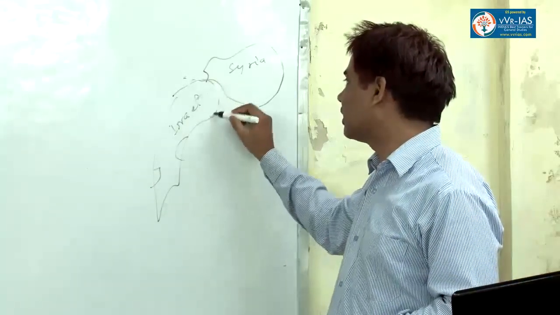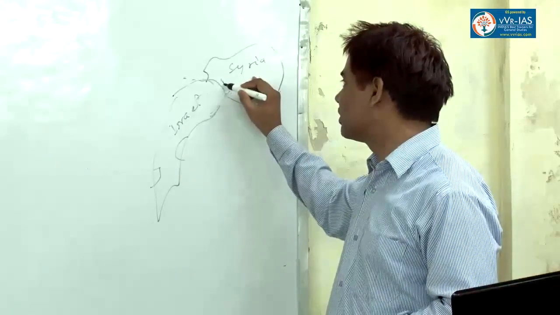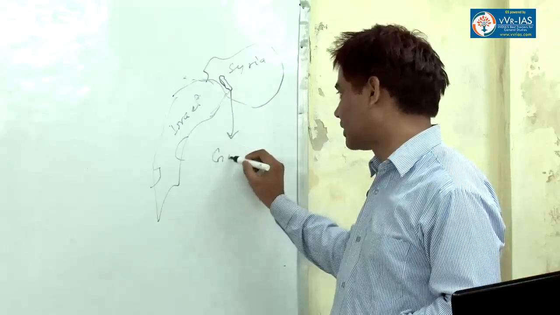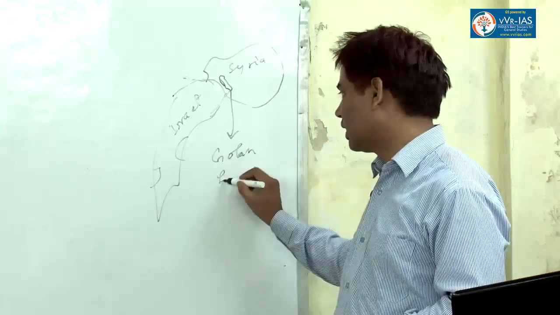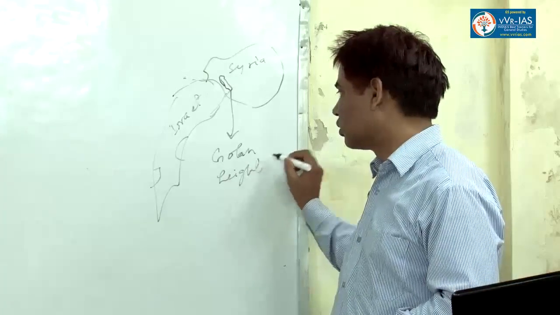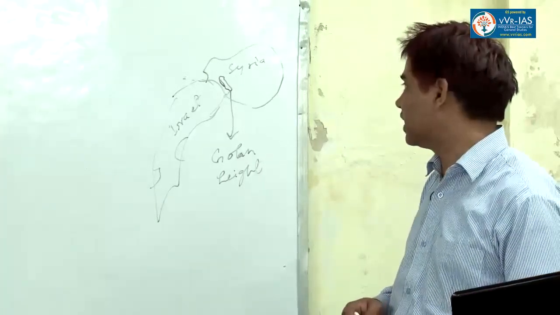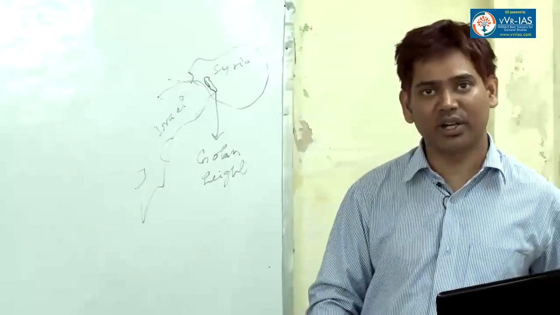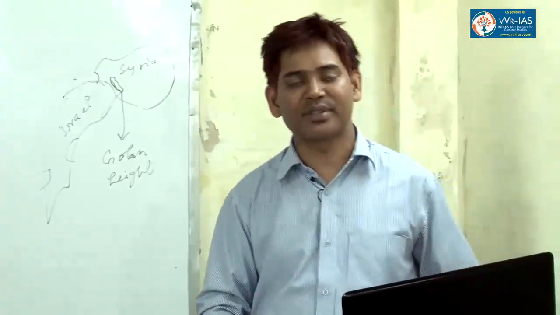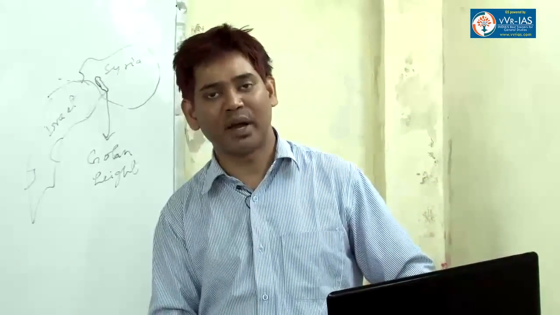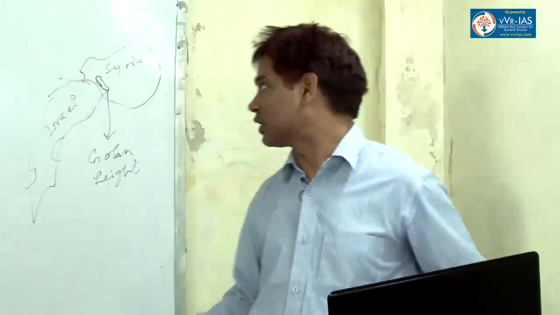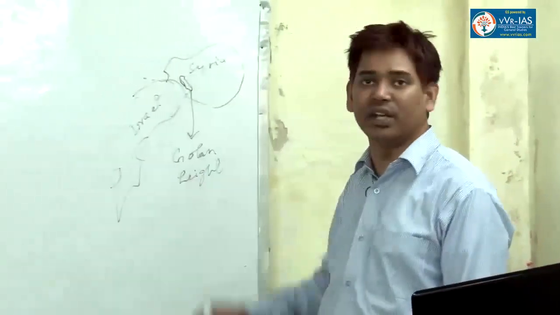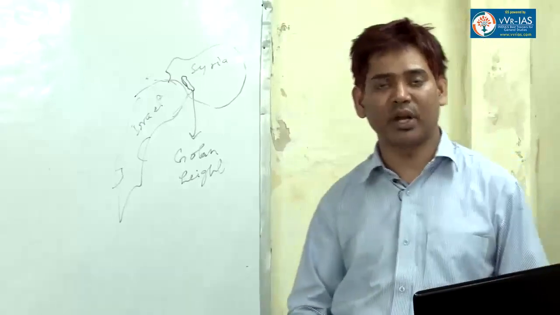Now, they have a border. Here is the dispute between Syria and Israel. This area is called Golan Heights. Golan Heights is legally part of Syria, but it is under the possession of Israel. A few times the United Nations has passed a resolution that this particular area, which is under the possession of Israel, should be given back to Syria. But as of now it is not given back to Syria.